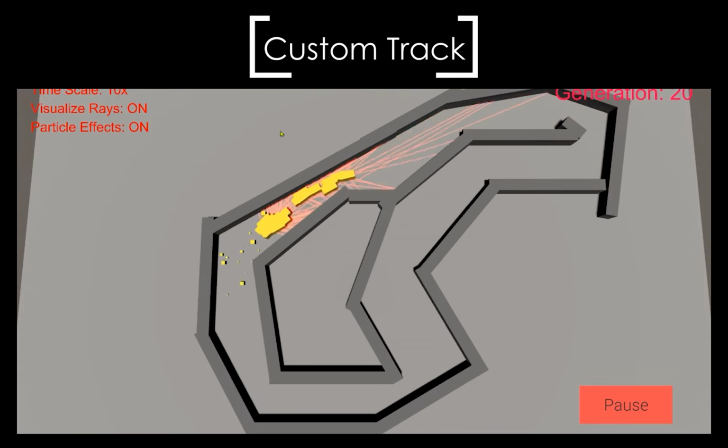So we're on generation 20. And so they're just learning how to navigate this turn. And look at that. So after 26 generations, our cars were able to learn how to navigate this track. So that was a quick demonstration of our programming project, programming autonomous cars on Unity.